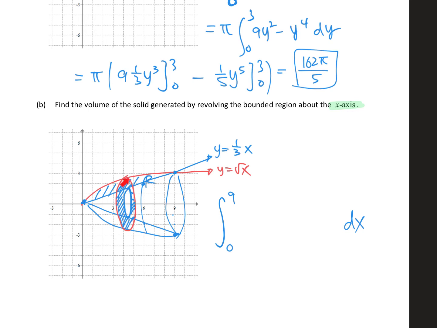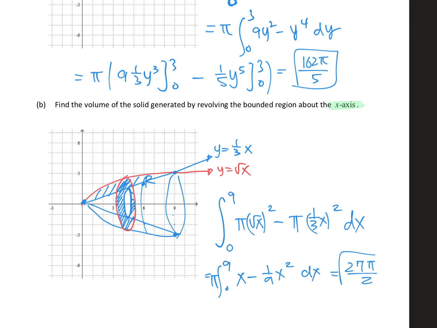Again, if I'm looking at a random cross section, the area of this surface is the outer circle minus the inner circle. The outer circle is radical x. So that's going to be pi radical x squared minus pi times the small circle, the blue one, 1/3 x squared. So that's the integral of (x minus 1/9 x squared) dx, times pi. And when you calculate this out, 27 pi over 2 is what you're going to get.